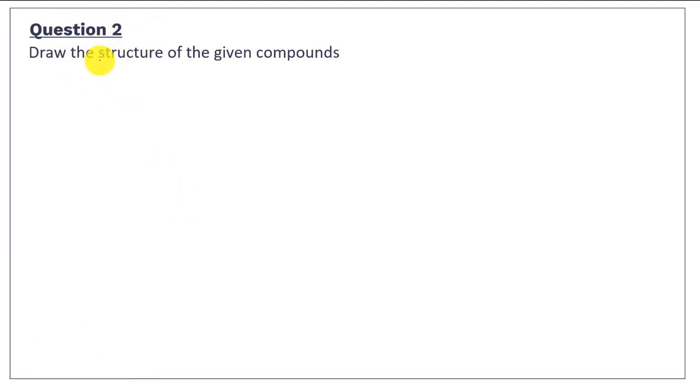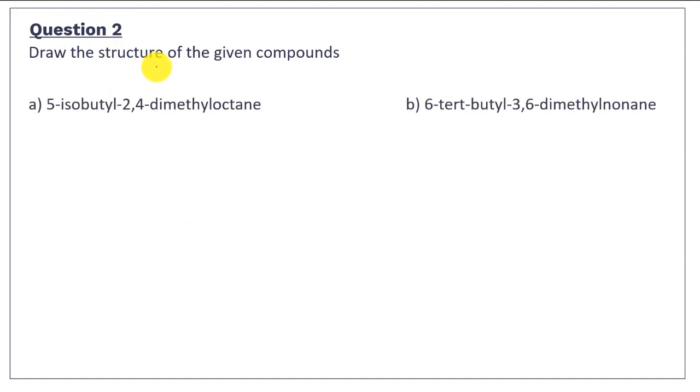Example question number 2. Draw the structures of the given compounds. The first one, 5-isobutyl-2,4-dimethyloctane. You may use either condensed structures or skeletal structures. We will start off using the parent octane. It means you have 8 carbons. So draw your zigzag carbon chain with 8 carbons all together and then label it accordingly. And then put your substituents at these positions. At position number 5, we have isobutyl.